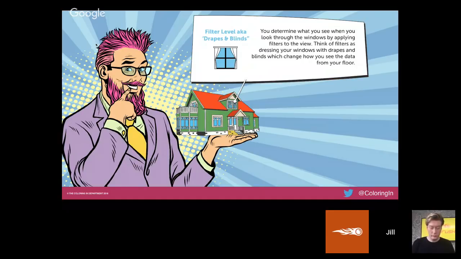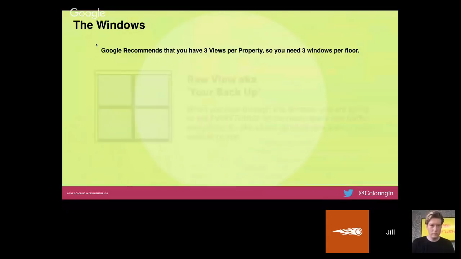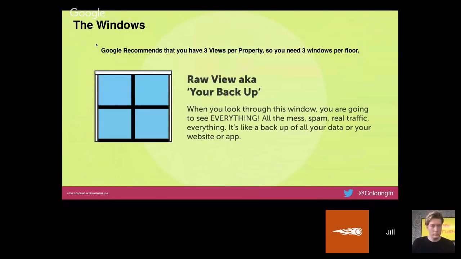So I'd like you to think of filters as drapes and blinds. If you imagine having a bare window, if you start adding curtains and plantation blinds and stickers, it's going to skew what I can see. It's going to modify how I can see that data on that particular property, or in this house model case, on that particular floor.